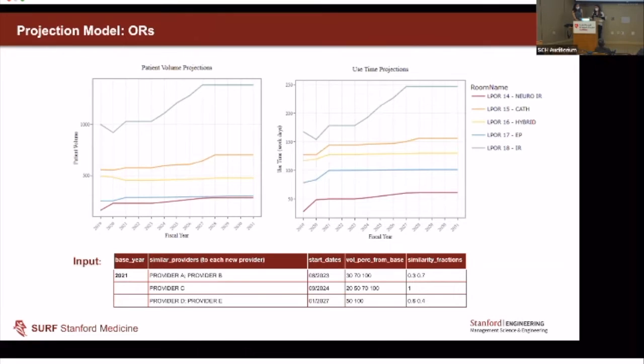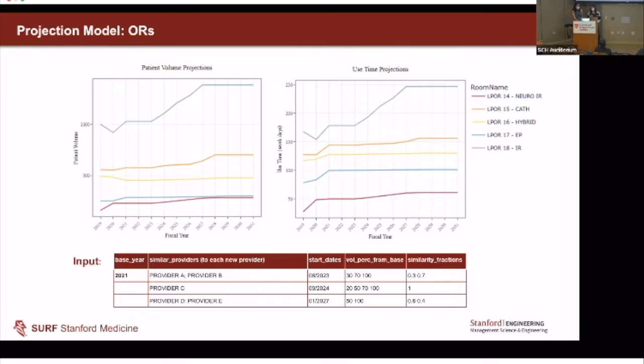Here is an example of the model outputs for ORs, specifically for the input that is provided in this table. So we're plotting patient volumes and we're plotting use times for the ORs from the years 2019 through 2031 based on the following inputs. We base our projections on 2021. We have 3 new providers that are getting hired. And if we just look at the first provider, is similar to some provider A, some provider B.